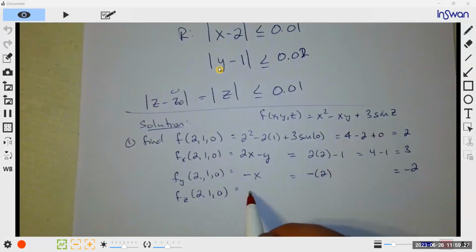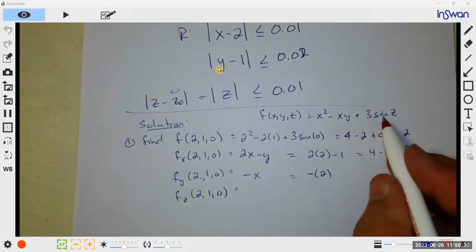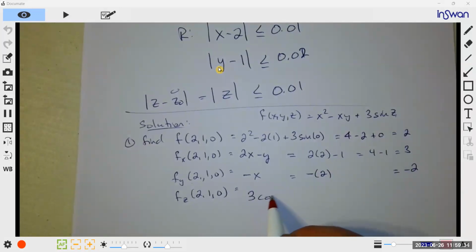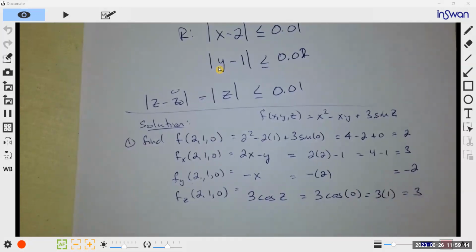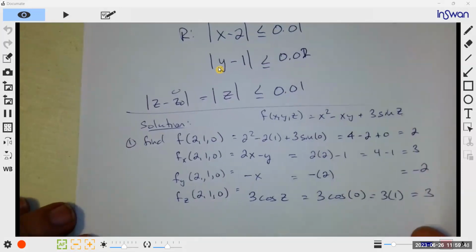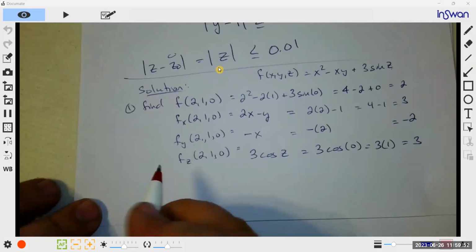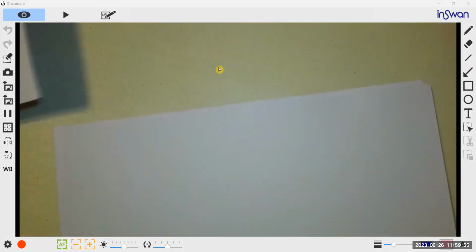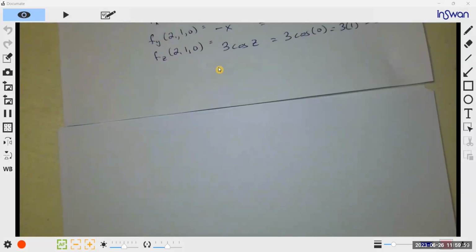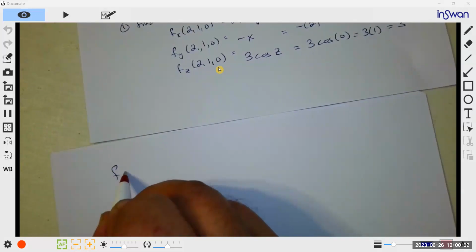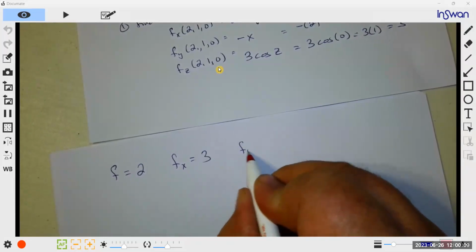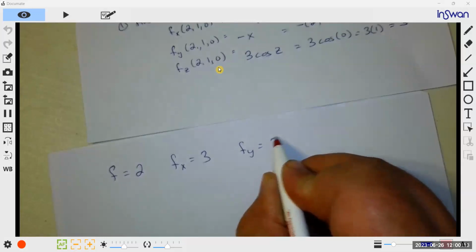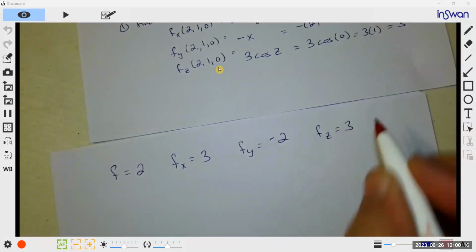And with respect to z, derivative of z is 1, so derivative of sine is cosine. So it's 3 cosine of z. Cosine of 0 is 1. The answer is 3. Okay, so let me see what I have here. Our f value is 2. Fx is 3. Fy is negative 2. Fz is 3.